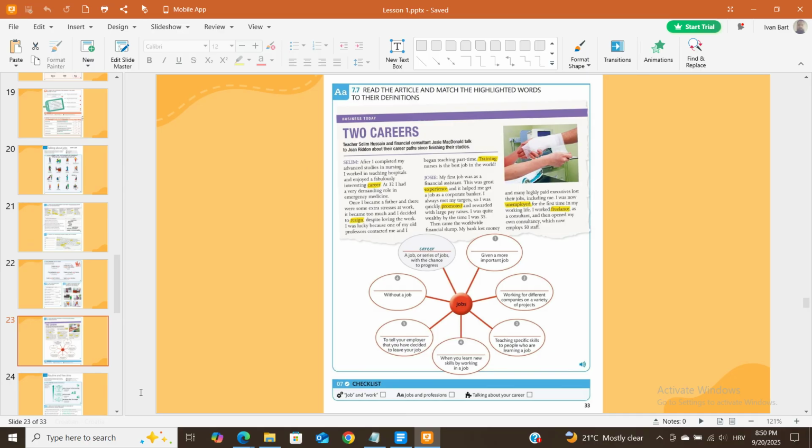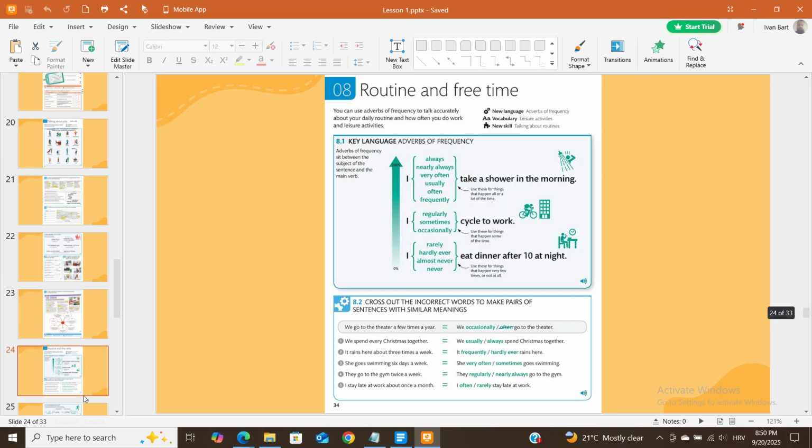Routine and free time. You can use adverbs of frequency to talk accurately about your daily routine and how often you do work and leisure activities. 8.1 Key language: adverbs of frequency. Adverbs of frequency sit between the subject of the sentence and the main verb. Always, nearly always, very often, usually, often. New language: adverbs of frequency, vocabulary, leisure activities, new skill, talking about routines.